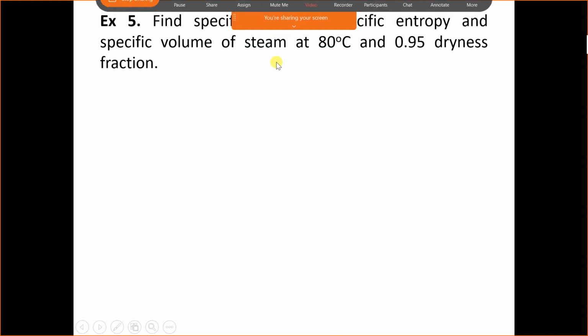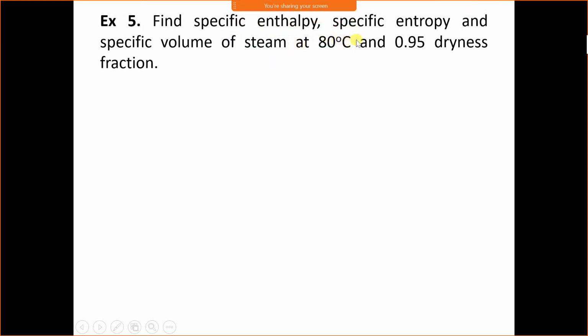Find specific enthalpies, specific entropy and specific volume of a steam at 80 degrees Celsius and 0.95 dryness fraction. Look at here, dryness fraction is given. Dryness fraction is x. Whenever value of dryness fraction is given, the steam is wet. Now, for wet steam, either pressure or temperature should be given. In this problem, temperature is given.